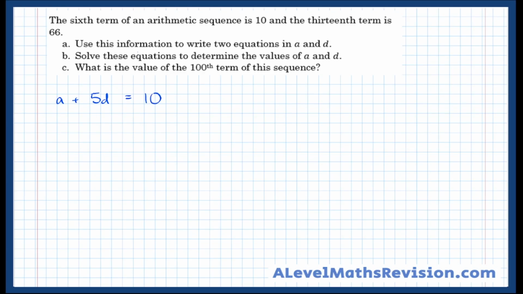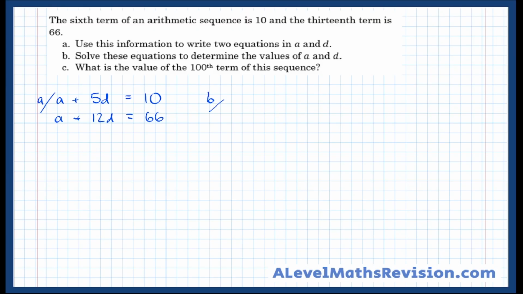Can you write down a similar formula now for the 13th term? Pause it. So the 13th term has 12 differences. So a plus 12d is 66. Like that there. Right, so reading part A, use this information to write down 2 equations in A and D. Well, I've accidentally already done that by just reading the question and transcribing the information into mathematical notation. So use this information, write two equations in A and D. I've done that.